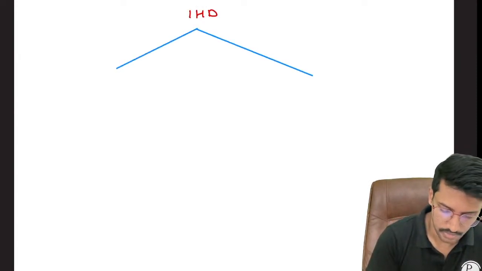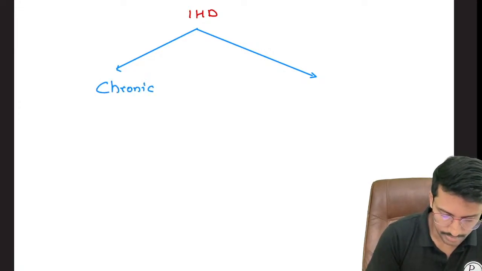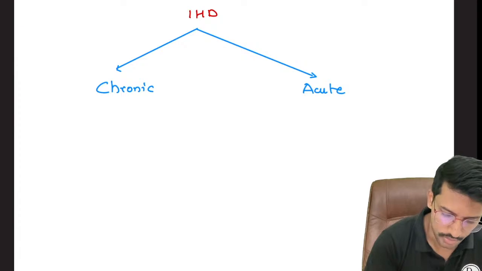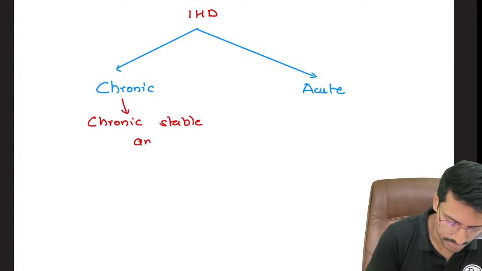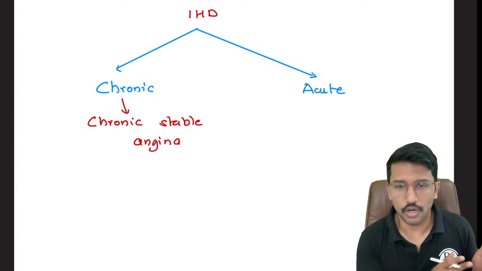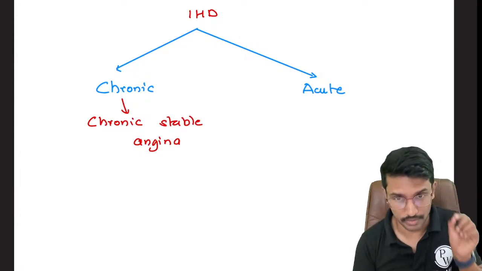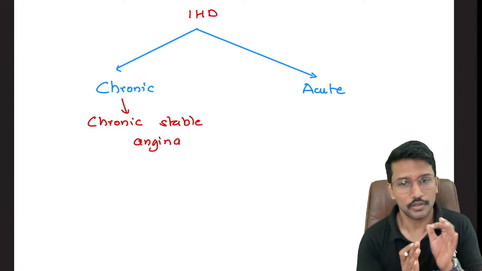How do we classify a case of ischemic heart disease? Ischemic heart disease is classified into acute and chronic. And in chronic, all we have is patients with chronic stable angina. These patients do not have plaque rupture. Their plaque is not ruptured because their fibrous cap, or fibromuscular cap, was strong enough, so it is containing the atheromatous plaque.